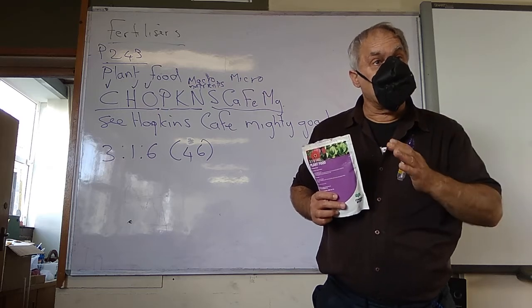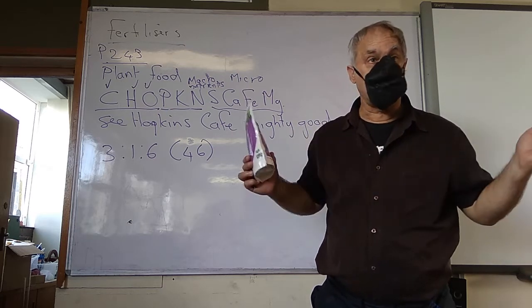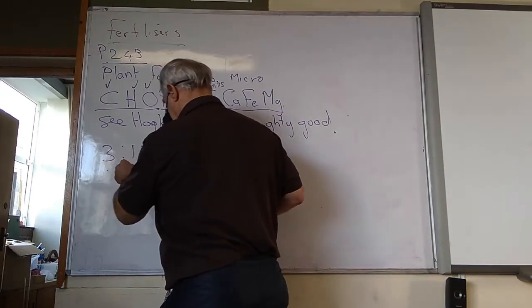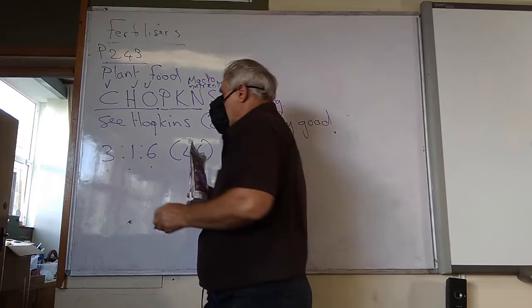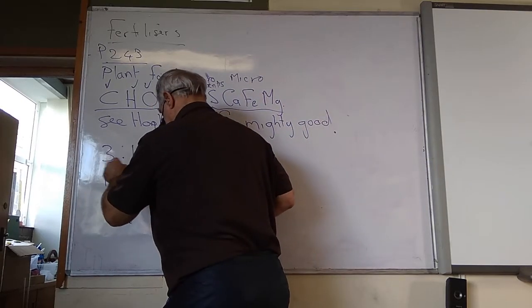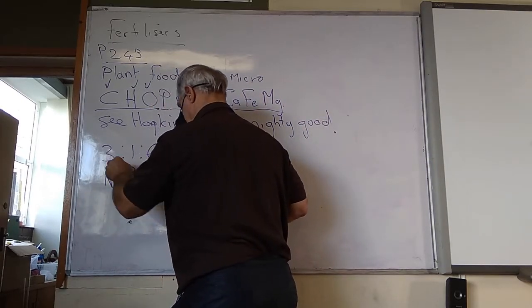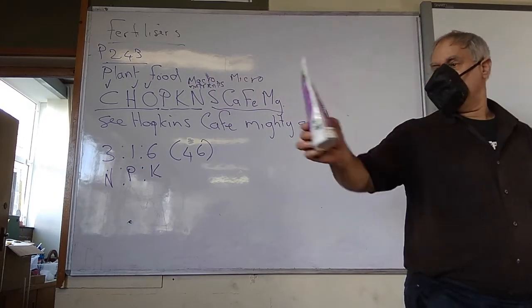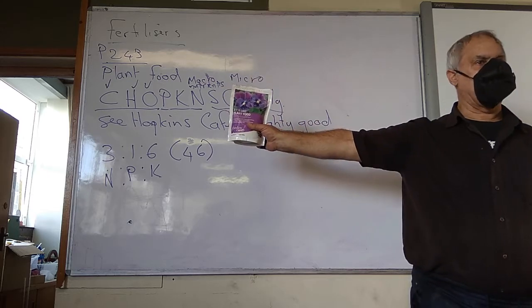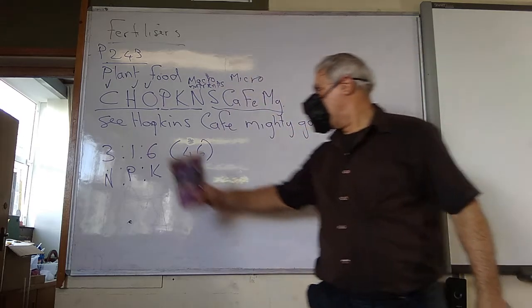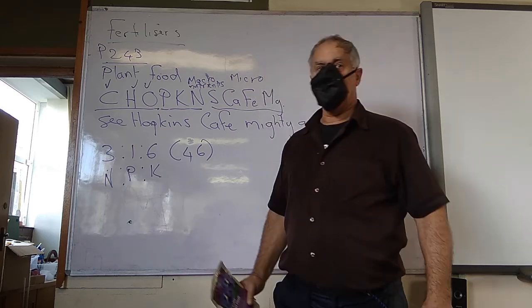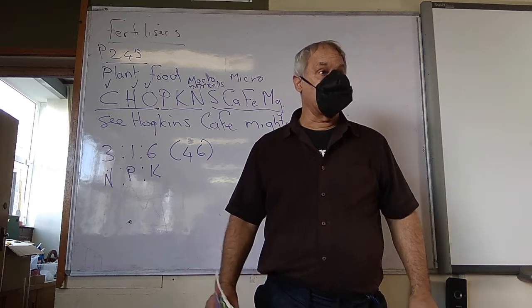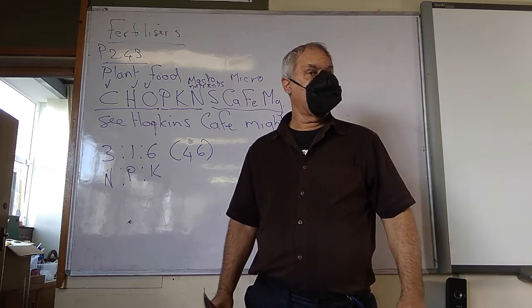Okay, so which is the N here? This is the N-P-K ratio, by weight. 3 parts of the weight is nitrogen, 1 part is phosphorus, and 6 parts is potassium. Now 46%. What is the 46 for?